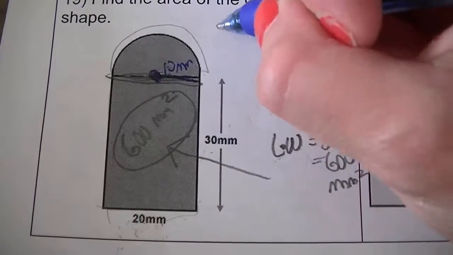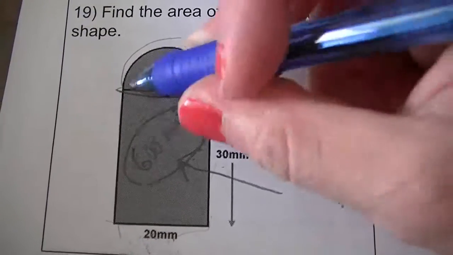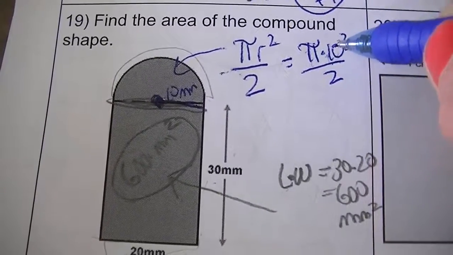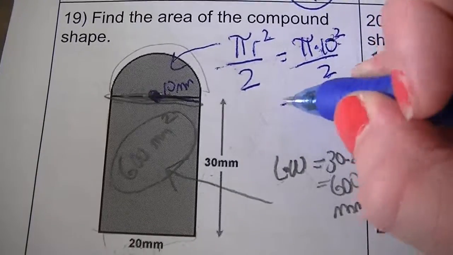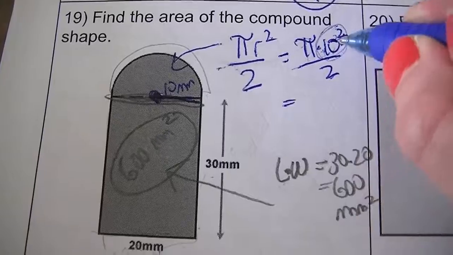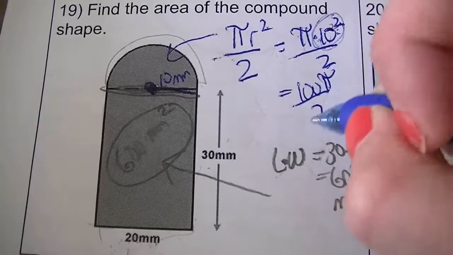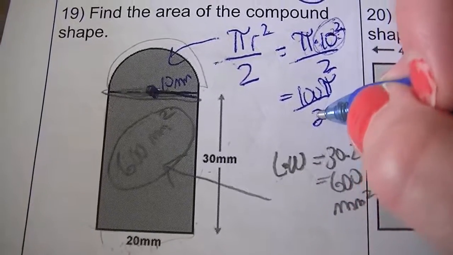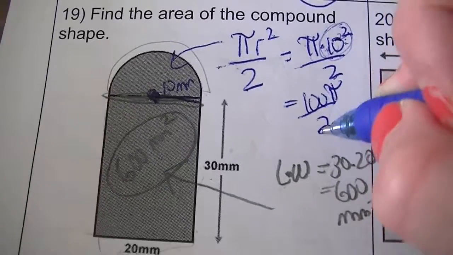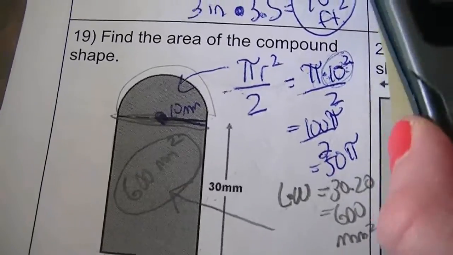Now, to find the area of a semicircle, first off, a full circle is pi times radius squared, right? But it's only half of a circle, so you're going to divide it by 2. I wrote this here as pi times the radius to the second power divided by 2. 10 to the second power is 10 times 10, which is 100. So it's 100 pi divided by 2. 100 divided by 2 is 50, so it's really 50 times pi.